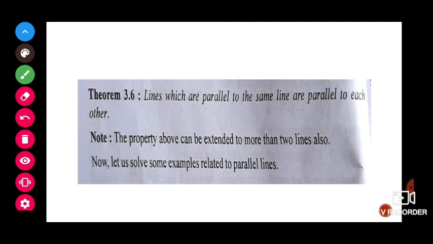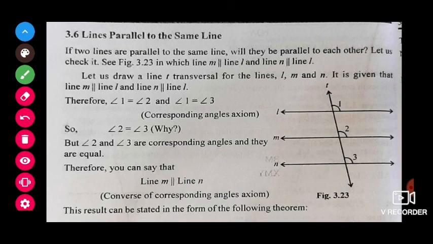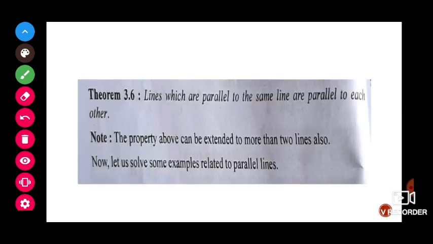Next, children, theorem 3.6. Lines which are parallel to the same line are parallel to each other. What is the same thing only, children? By using this, whatever we proved, that is the theorem. Okay, that is theorem 3.6.